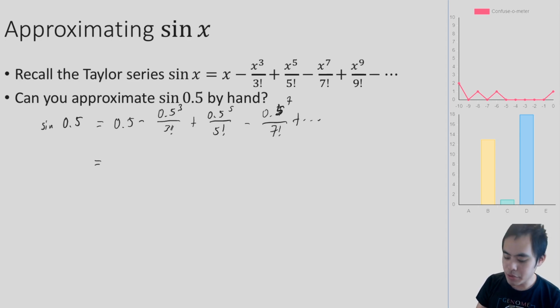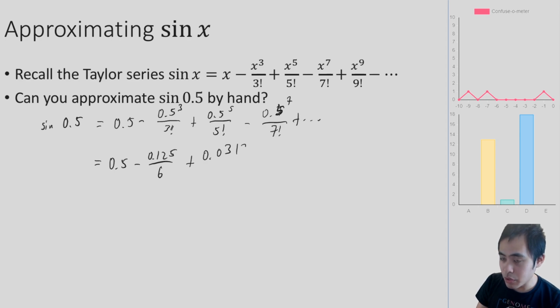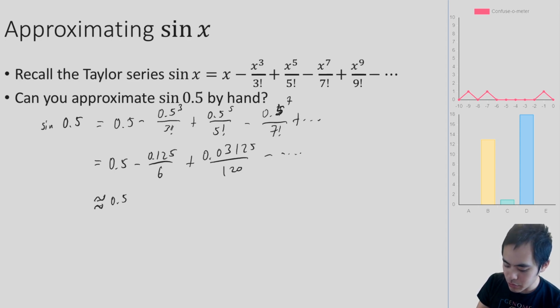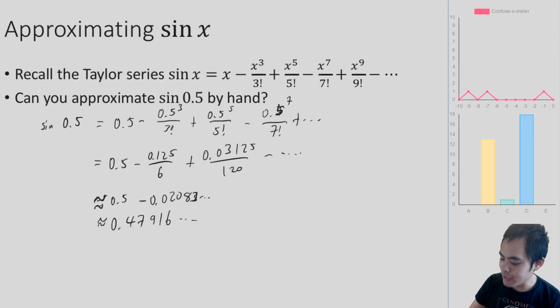So what is this equal to? This is equal to 0.5 minus 0.125 divided by 3 factorial, which is 6, plus 0.03125 over 120 minus and so on. So let's just take the first two terms. This is approximately equal to 0.5 minus 0.02083, and so this is approximately equal to 0.47916. And what is the actual value?